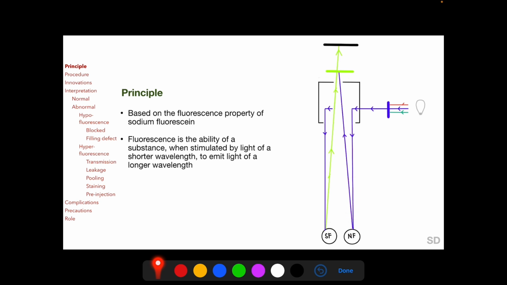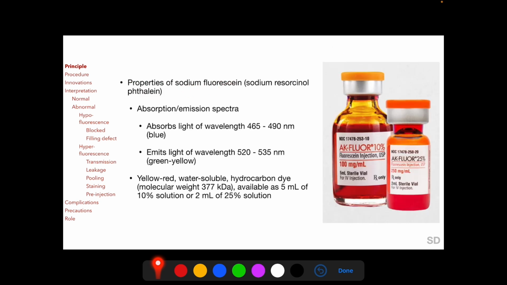it absorbs. So sodium fluorescein absorbs light of wavelength 465 to 490 nanometers, which is in the blue zone, and emits light of wavelength 520 to 535 nanometers, which is in the green-yellow zone. And these figures are important to remember.